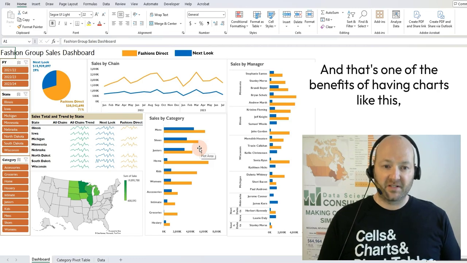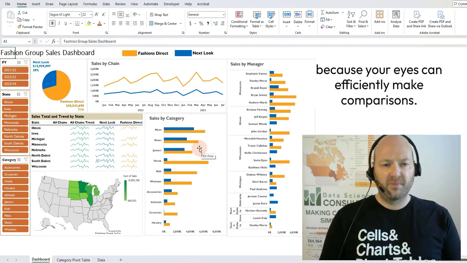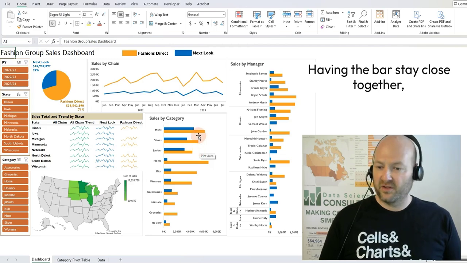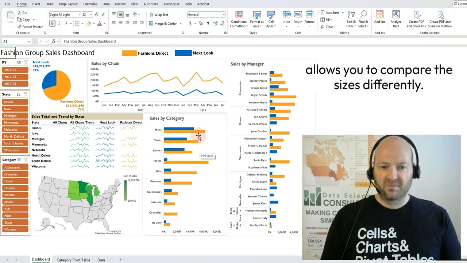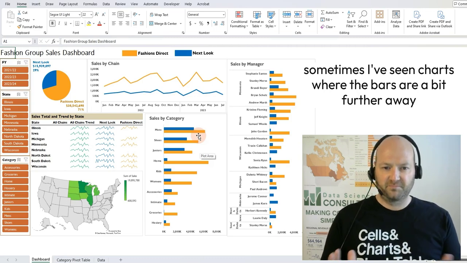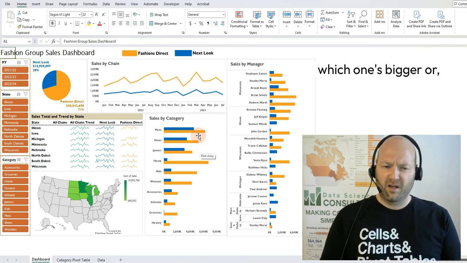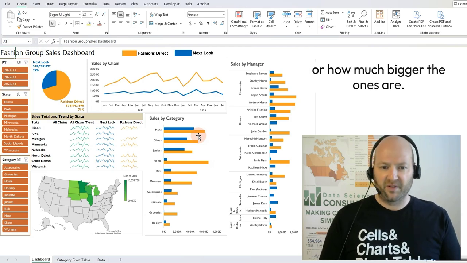And that's one of the benefits of having charts like this, because your eyes can efficiently make comparisons. Having the bars close together allows you to compare the sizes more easily. Sometimes I've seen charts where the bars are a bit further away, and then it's hard to compare which one's bigger, or how much bigger the ones are.